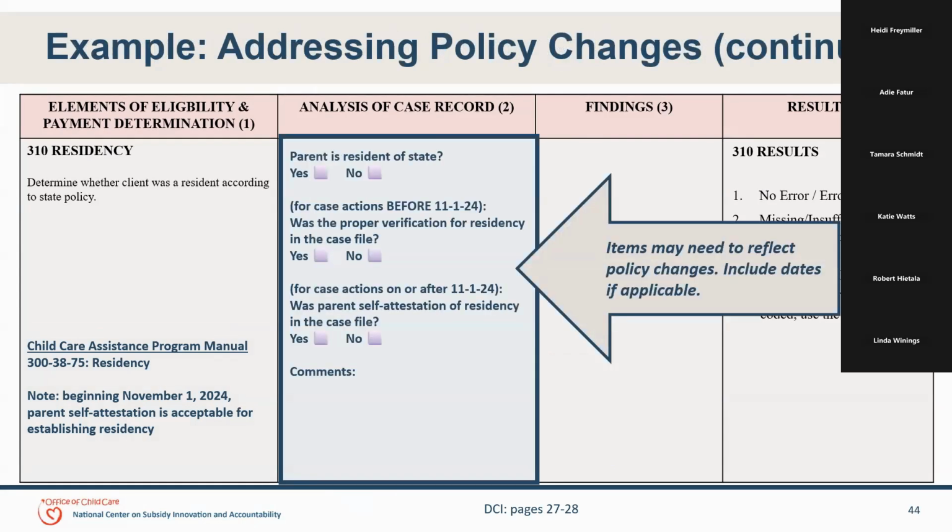Column 2 should also adequately address any policy changes that have taken place. In this example, in residency, element 310, the reviewer has added 2 sets of questions about verification of residency requirements with the effective dates. So it's very clear what the reviewer would need to answer based on the date of the most recent case action.